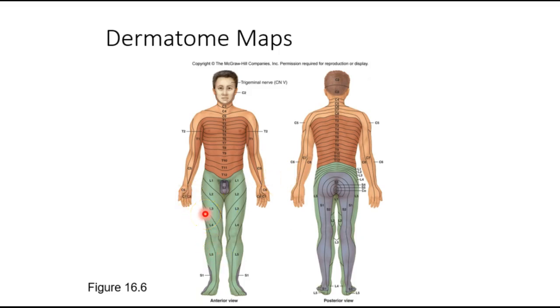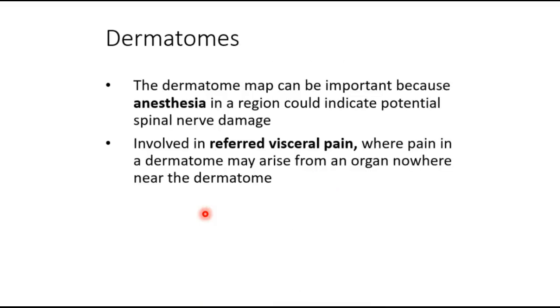I would recommend learning a couple of major landmarks and just going medial or lateral or superior or inferior to that one to recognize the rest of them. And again, the clinical significance is that if there's anesthesia or pain in a region, it could indicate specific levels of potential spinal nerve damage. And it's also going to give us a little bit of referred pain patterns.